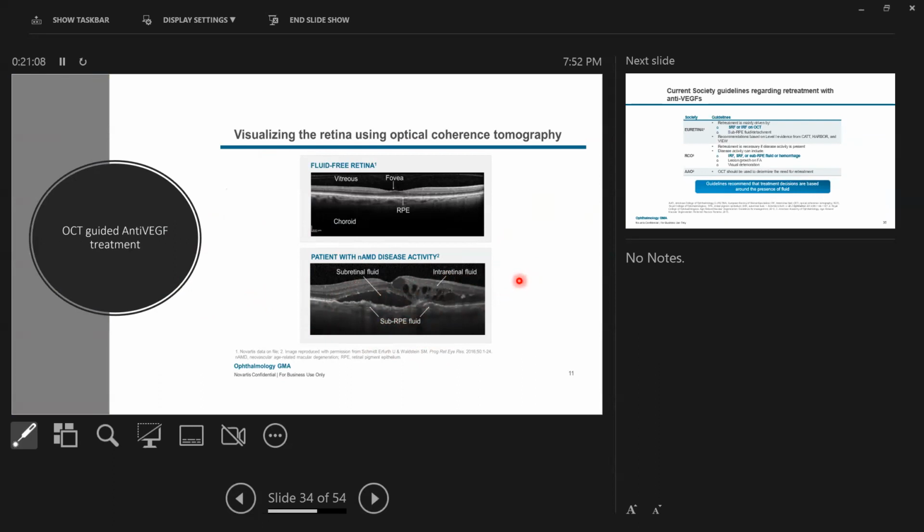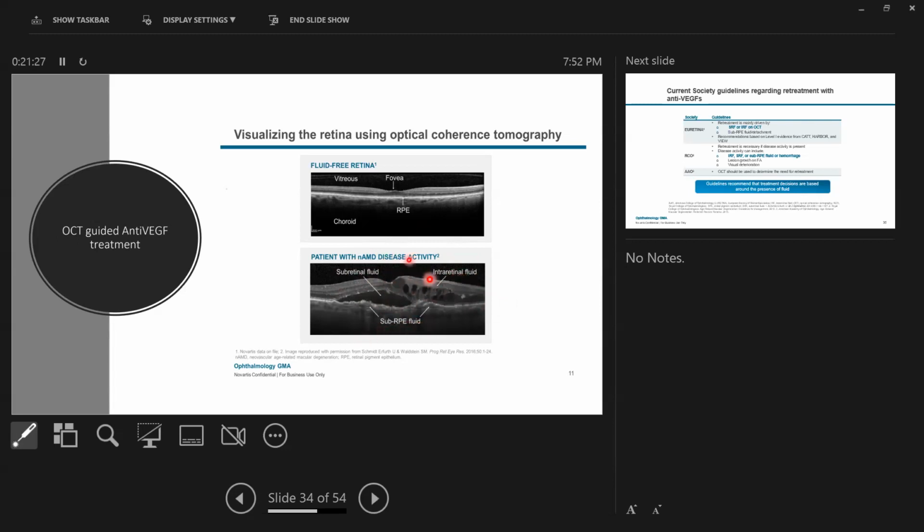Well, before the era of the new anti-VEGF, like brolucizumab or faricimab, most of the anti-VEGF were dealing with these two compartments. But now, with the new era of anti-VEGF, with the invention of the small molecule anti-VEGF, we're now able to target even the sub-RPE fluid.